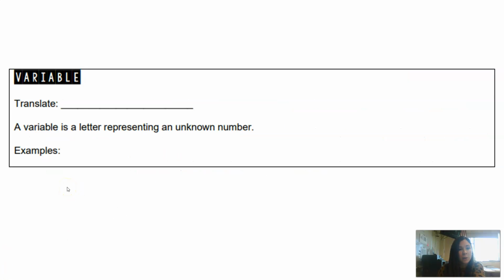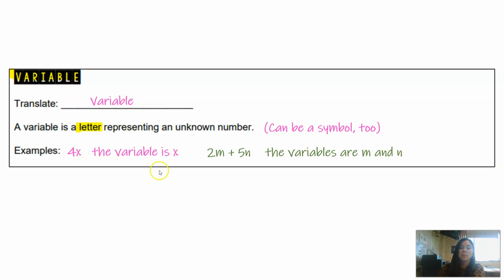Finally, we have variable. Variable is an exact cognate, which means it's spelled the exact same way in English and Spanish, but pronounced differently. A variable is a letter representing an unknown number. A variable can also be a symbol too. Today we'll work with just letters. In this example, for x, the variable is x. In this example, 2m plus 5n, the variables are m and n. We have 2 variables here.